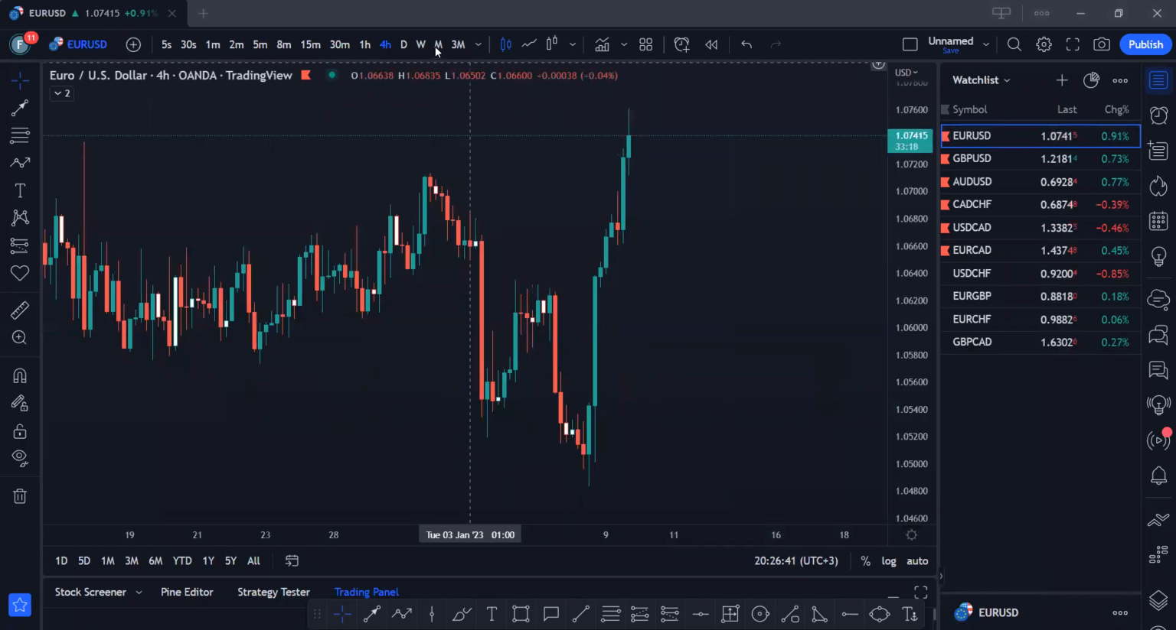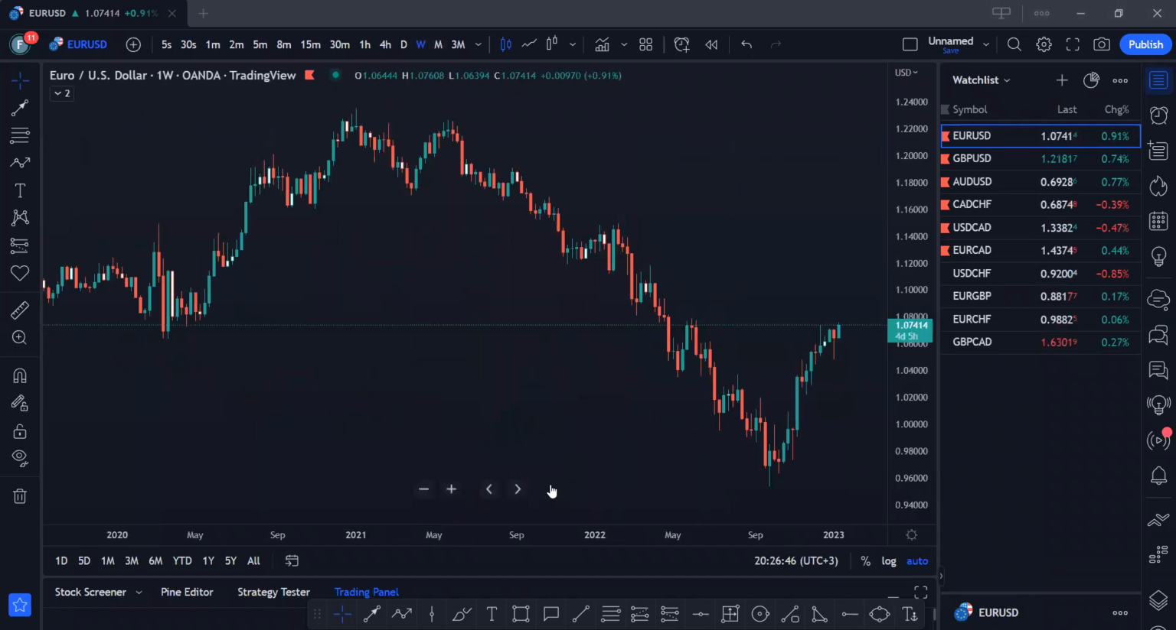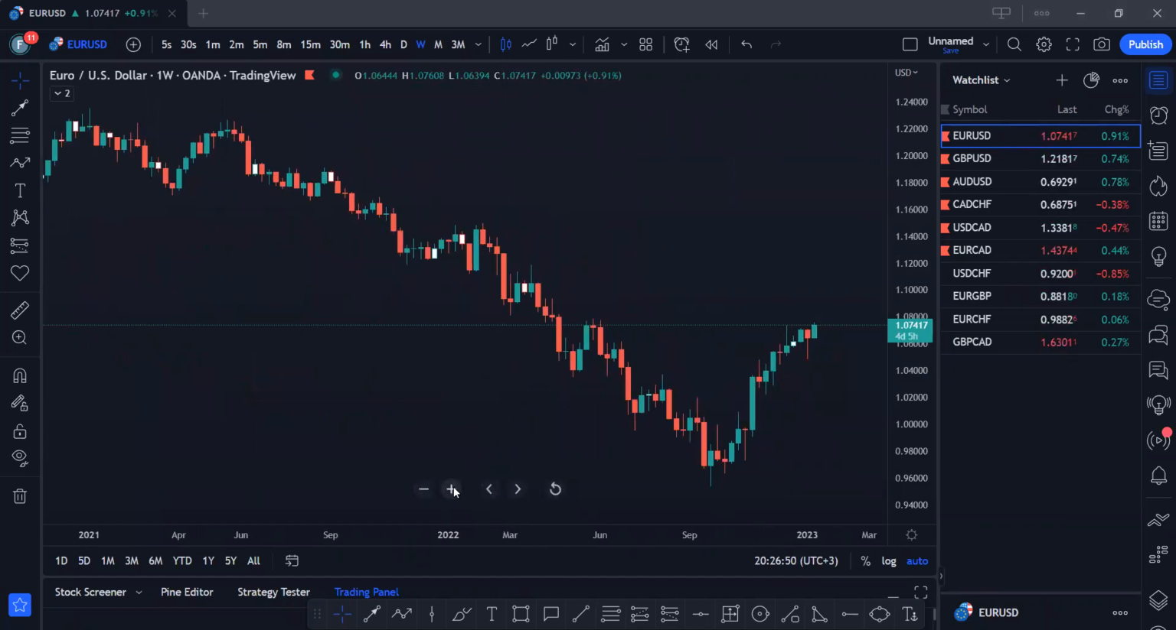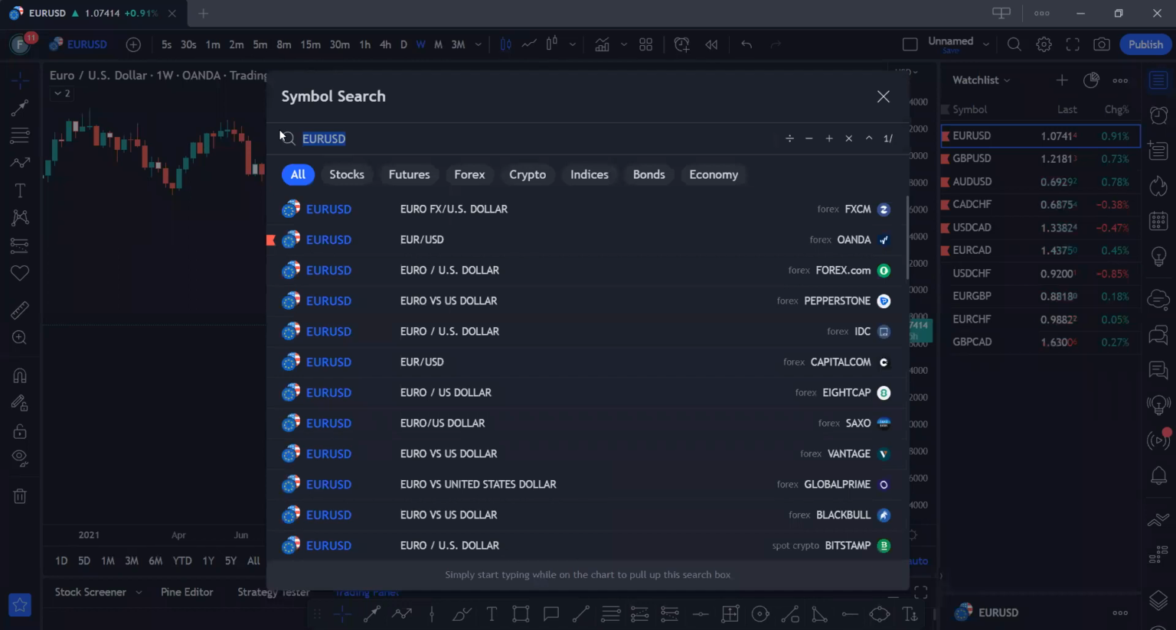Right, so as always, let's start from higher time frame. This is the weekly chart. So we see how something quite similar to Euro USD. Okay, so let us check out DXY.